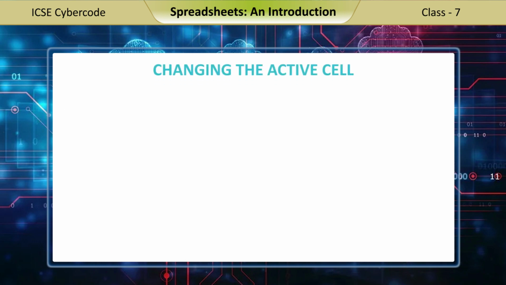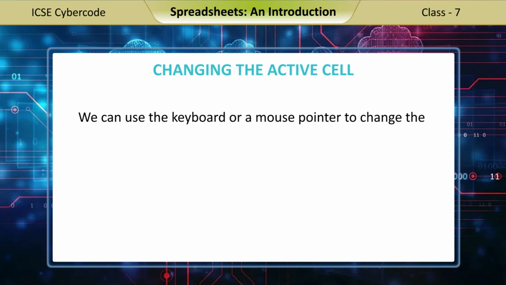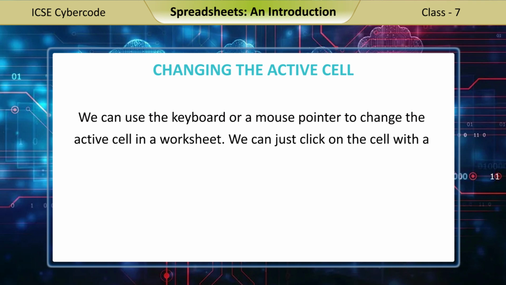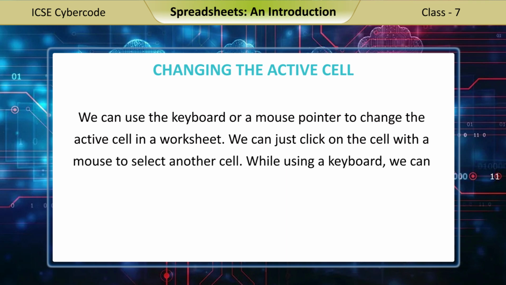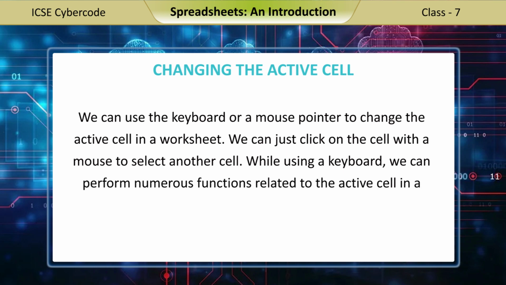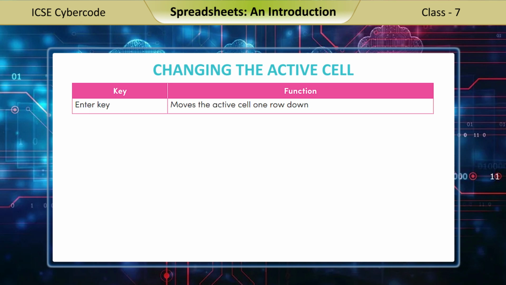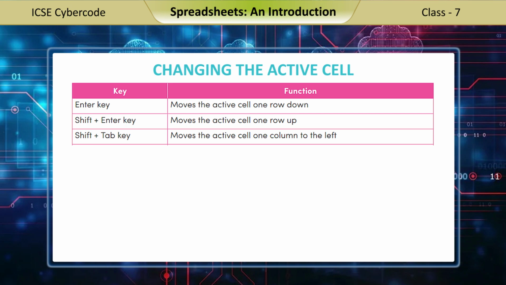Changing the active cell. We can use the keyboard or a mouse pointer to change the active cell in a worksheet. We can just click on the cell with a mouse to select another cell. While using a keyboard, we can perform numerous functions related to the active cell in a worksheet. Look at the following table. Key function. Enter key moves the active cell one row down. Shift plus Enter key moves the active cell one row up. Shift plus Tab key moves the active cell one column to the left.